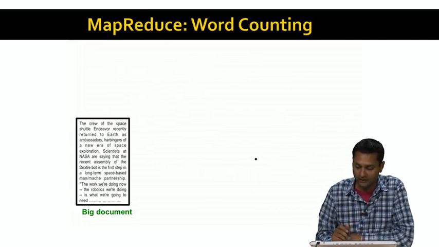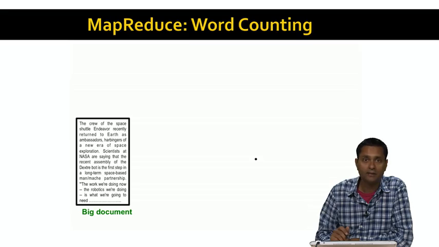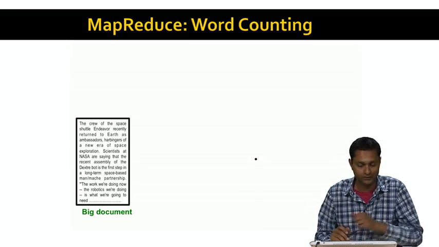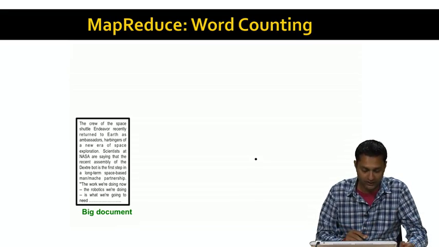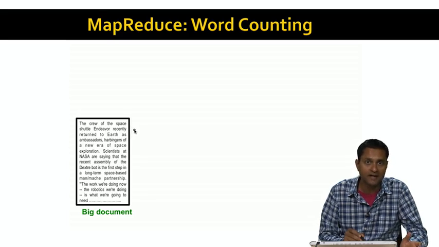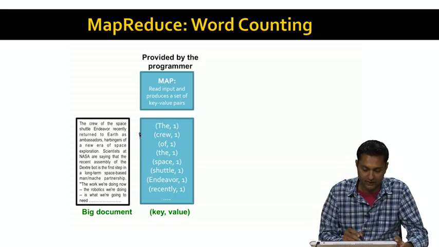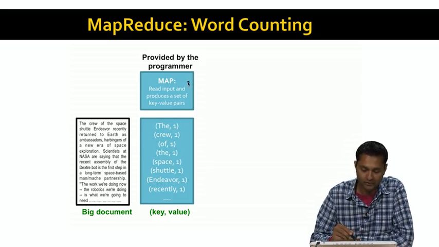So let's look at the word count example and run that through the MapReduce process again. Here's our big document, and I hope you can see the text of this document, but it doesn't matter. You can see that there are words in there. We're going to take this big document and the map function that's provided by the programmer. The map function reads the input and produces a set of key value pairs.